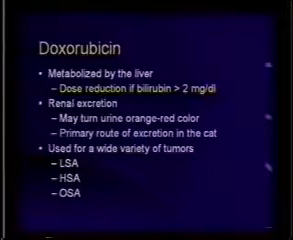and something to warn the owners about is that it may turn the urine an orange-red color, just because the drug itself is red. This is the primary route of excretion in the cat, and we'll talk about that again when we start talking about toxicities. It's used for a wide variety of tumors. It's actually part of a number of different protocols and has been used commonly for liposarcoma, hemangiosarcoma, and osteosarcoma, either as a single agent or in combination with other chemotherapy drugs.